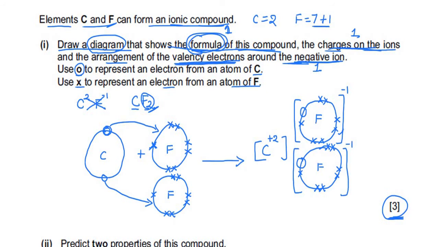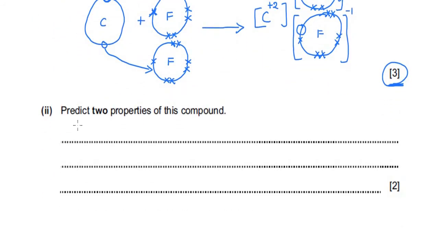Now let's see the next part of this question, which says predict 2 properties of this compound. This compound, in the sense, ionic compound. Now as we know that this ionic compound is formed with a strong electrostatic force between the oppositely charged ions, so it needs very high temperature to break this bond. So that's the reason that all the ionic compounds have very high melting and boiling points. This is one of the properties of all the ionic compounds.